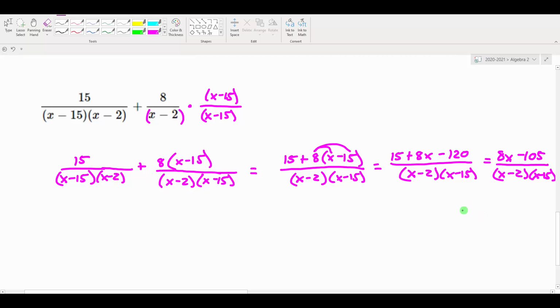Right? Don't forget about your excluded values. So we're going to exclude a couple of values here because I'm looking in the bottom. A +2 would make this one be 0, so we're going to exclude +2, right? 2 minus 2 makes 0. And then in this one, 15 minus 15 will make a 0, so I'm going to exclude 15 as well. All right, so this becomes my final simplified fraction, and these are my excluded values.